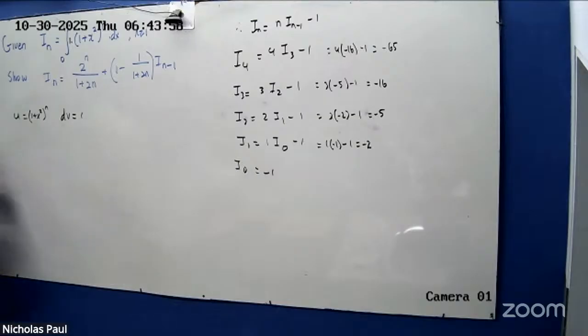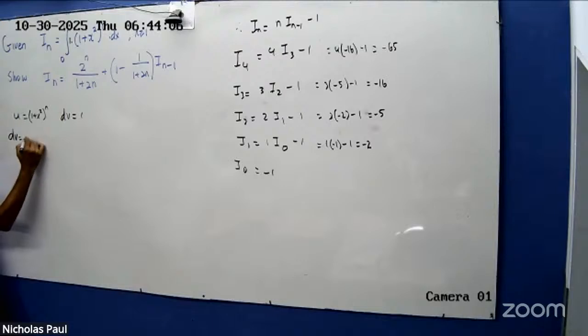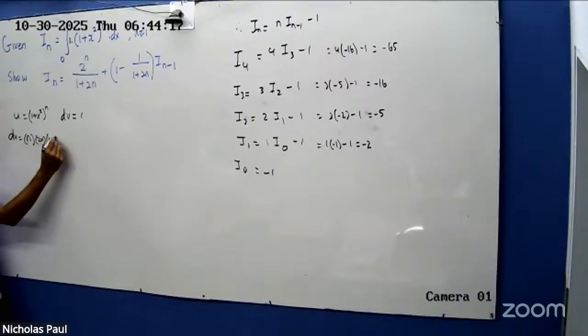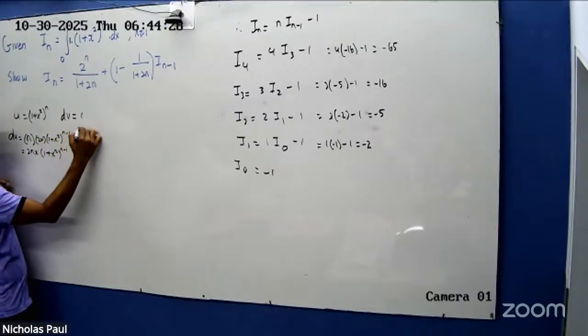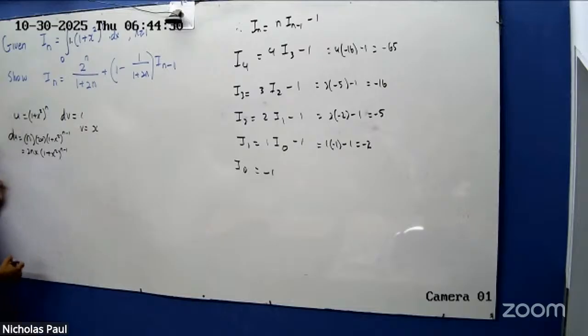Some of you differentiate them further. Let's see if you all have the same thing. What is dV here? Sorry, du. Bring down the n, differentiate the bracket, write back the bracket, and then minus 1. So you end up with 2nx by 1 plus x squared to the n minus 1. And what's the integral of 1? Go ahead. Please remember you have limits substituted. Let's see what you end up with.